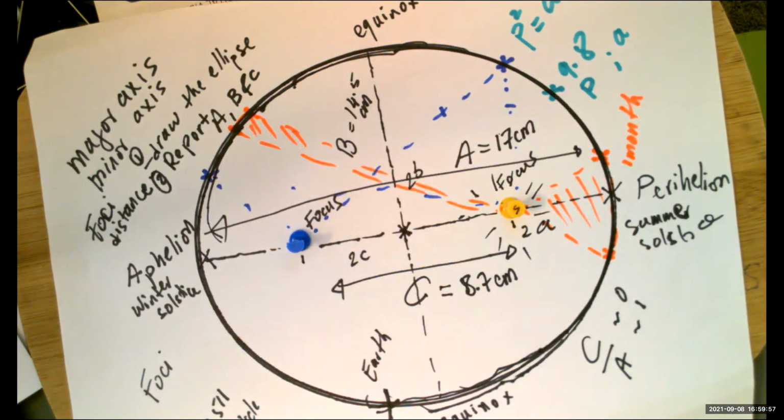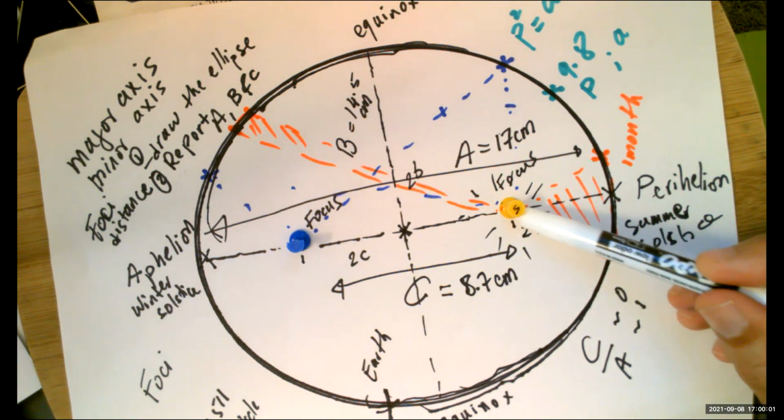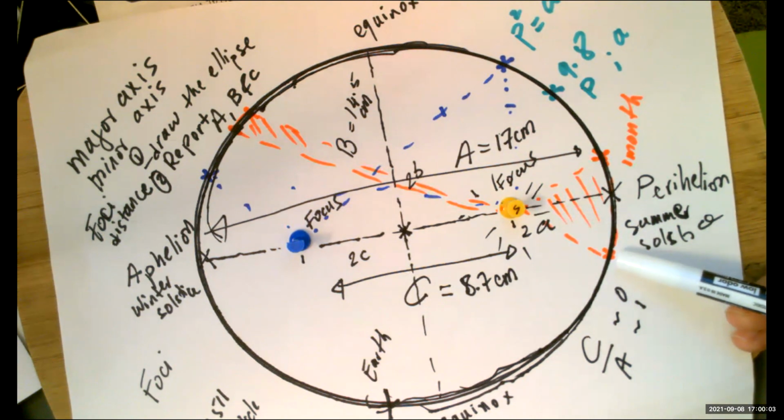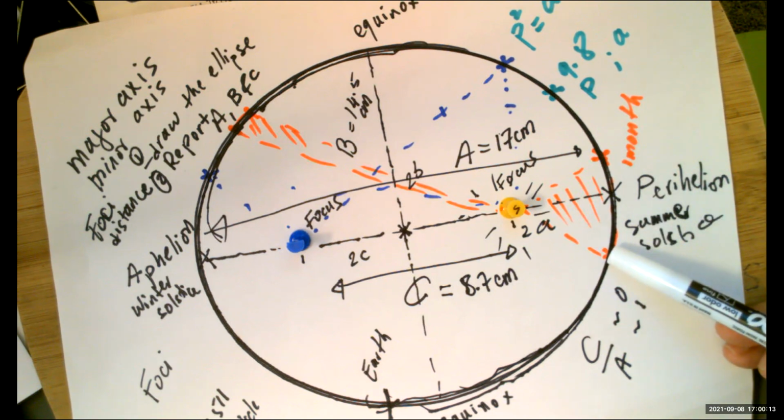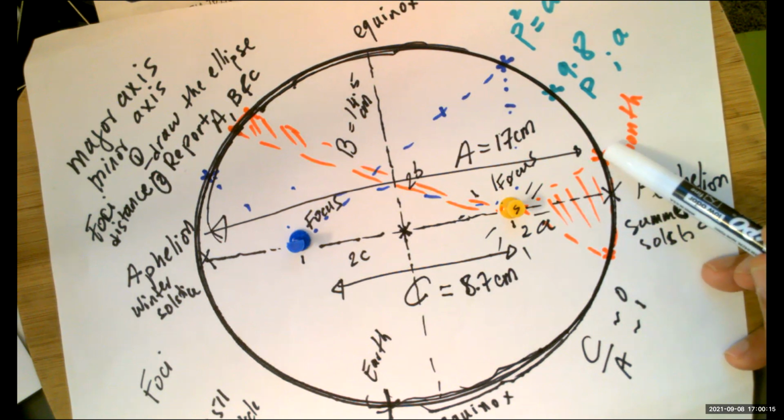Law number 2 is kind of different. Look at it. If I take an imaginary line from the sun to the Earth, for example, or any planet for that matter, and wait for a period of time. It doesn't matter how much time. I took a month here. Let's say, for example, in 1 month, the planet goes on this arc.